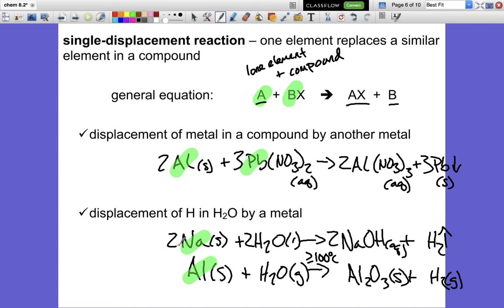Whereas the other one, again, I'd be looking at my compound over here first. I'm definitely going to need 2 aluminums, and it's going to take 3 waters to make the 3 oxygens I need. So that's going to give me 6 hydrogens. So I need 3 of these hydrogen molecules over here, diatomic hydrogens. So they balance a little bit differently too, but as long as you have good examples, we can model off those later. But they are actually 2 distinct types of reactions.